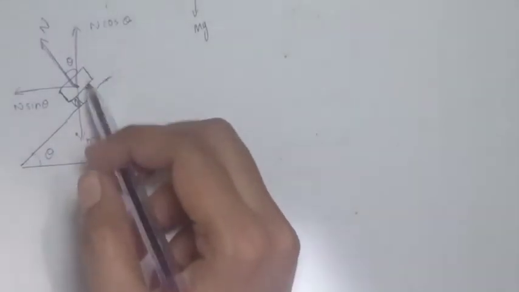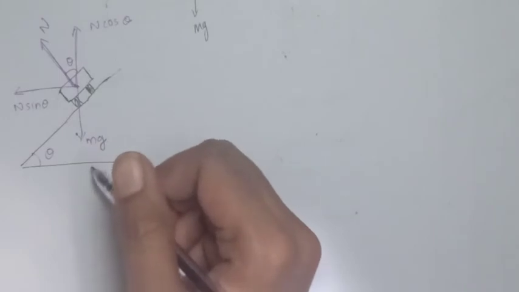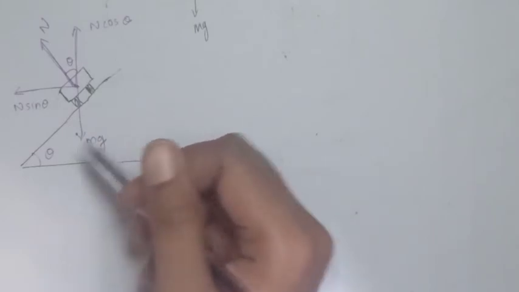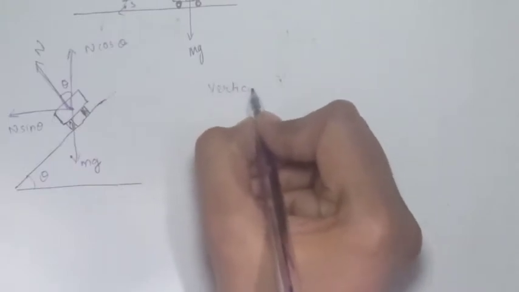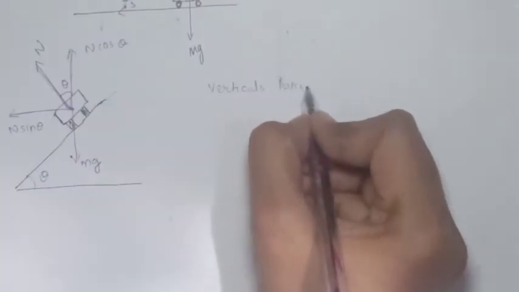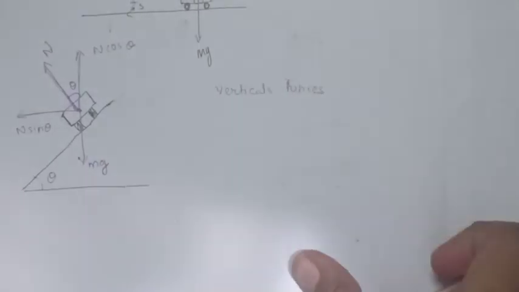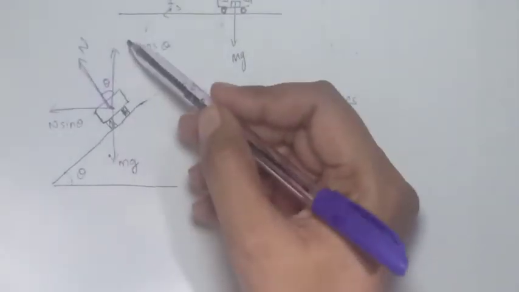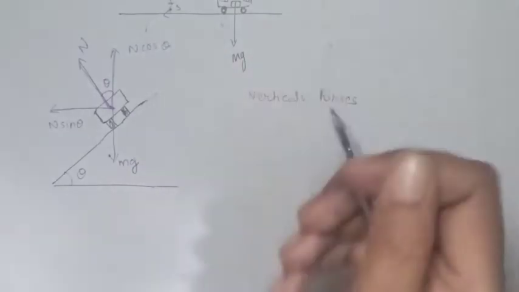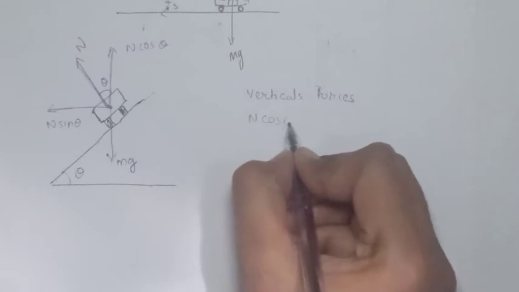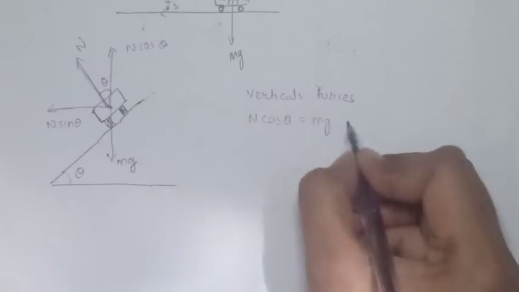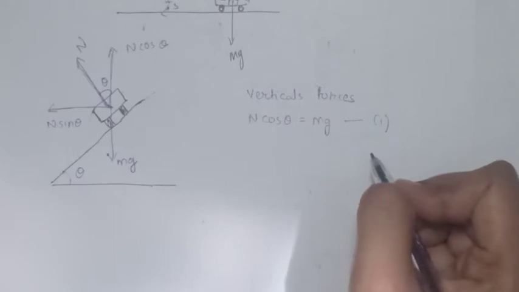So vertically the net force should be 0. Upward N cos theta and downward mg. We are going to find all the forces acting on it. Which are the vertical forces acting on it? N cos theta upward and downward mg. So it will be given by N cos theta equals mg. Let's consider it as equation 1.